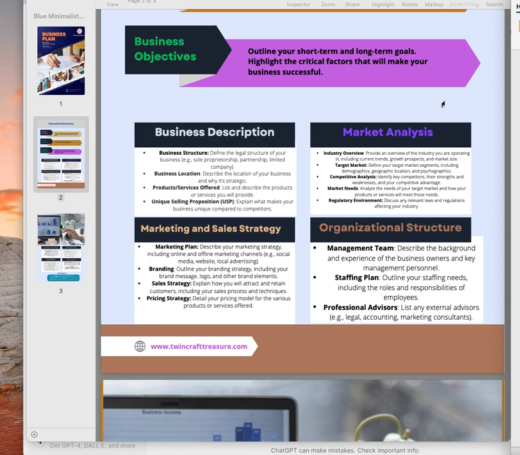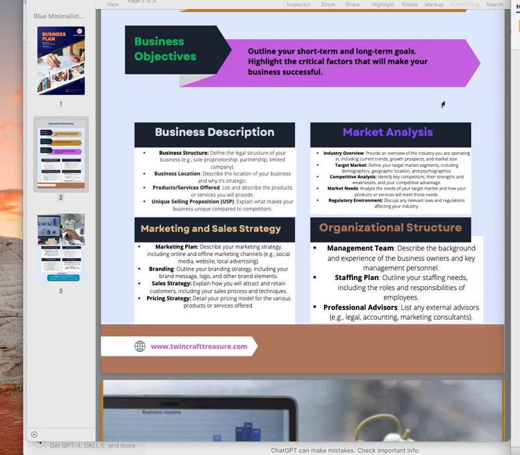Then the next section is marketing and sales. So you can describe your marketing plan, including online or offline marketing channels, different social media, your website, local advertising, etc. Then branding. So you can outline your branding, including your brand message, logo, or other elements. Then sales. So explain how you will attract and retain customers, including your sales process or different techniques you're going to use. Then you can put your details for your pricing models for the various products or services offered.